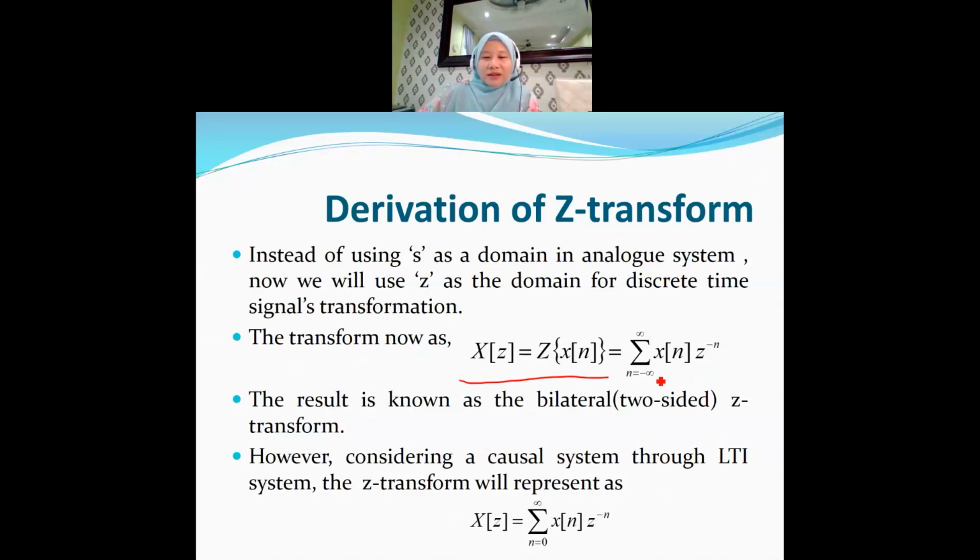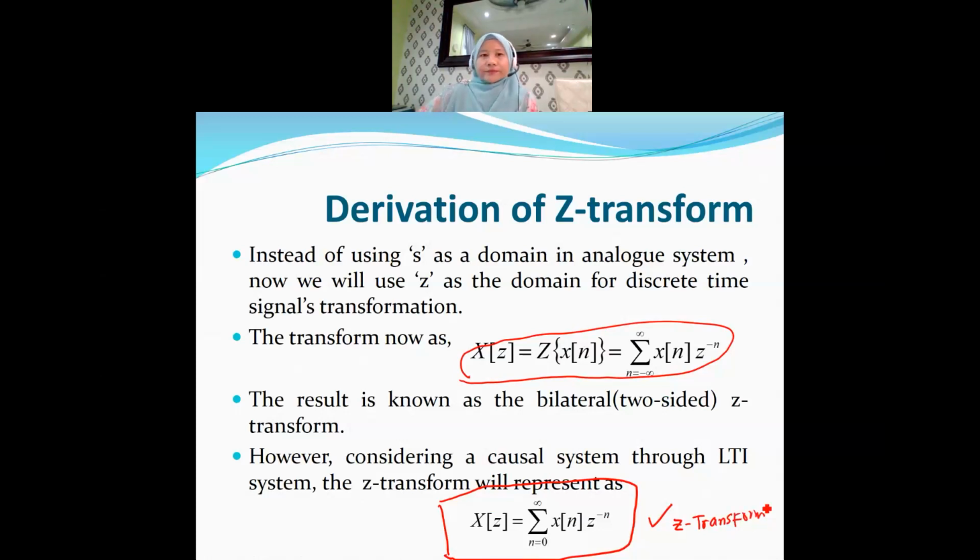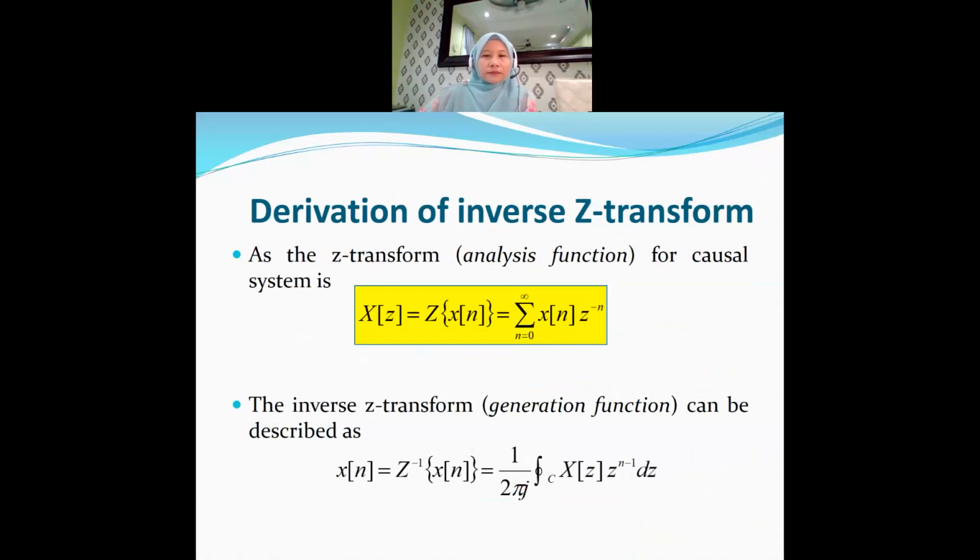So this is the new one. The result is known as the bilateral or two-sided Z transform. However, considering a causal system through the linear time invariant system, the Z transform will be represented as this equation, where X(z) equals the summation of n from 0 to infinity of x(n) z to the negative n. So this is the Z transform. The derivation of the Z transform for a causal system is x(n) z to the negative n from 0 to infinity.